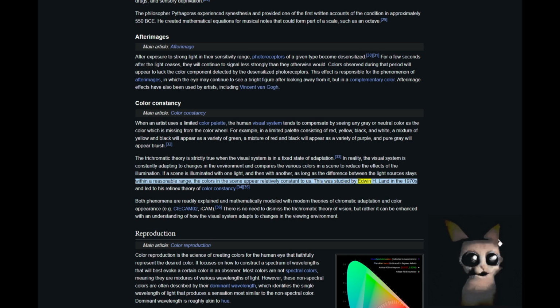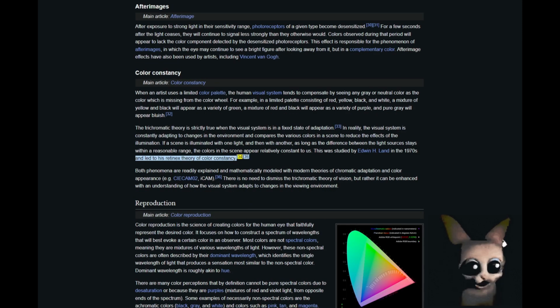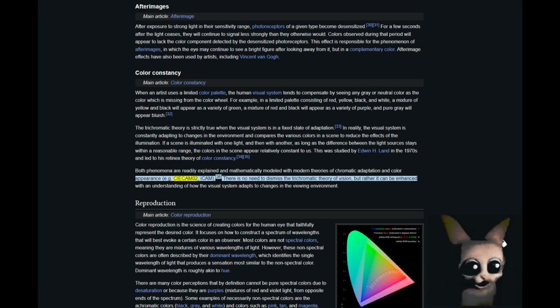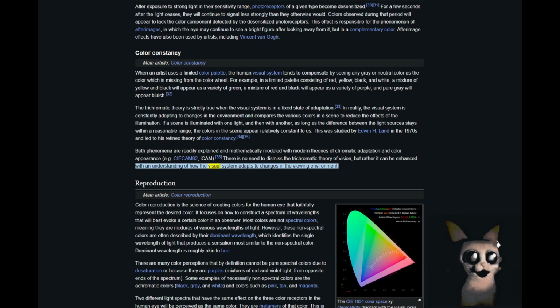This was studied by Edwin H. Land in the 1970s and led to his Retinex theory of color constancy. Both phenomena are readily explained and mathematically modeled with modern theories of chromatic adaptation and color appearance, e.g. CIECAM02, iCAM. There is no need to dismiss the trichromatic theory of vision, but rather it can be enhanced with an understanding of how the visual system adapts to changes in the viewing environment.